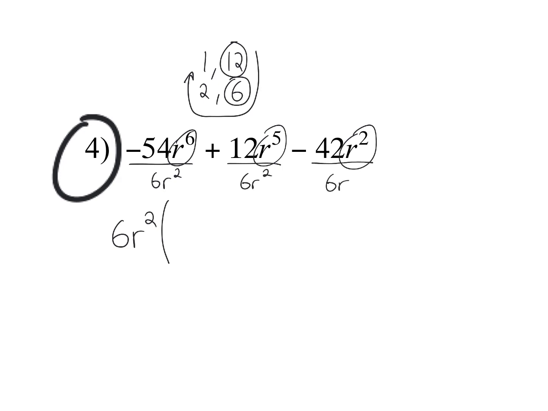Okay, divide these all by 6r squared. You don't need to write out divide by 6r squared every time until you get used to it, but just to show you what's happening here, okay? What's negative 54 divided by 6? That's negative 9. How about 6?